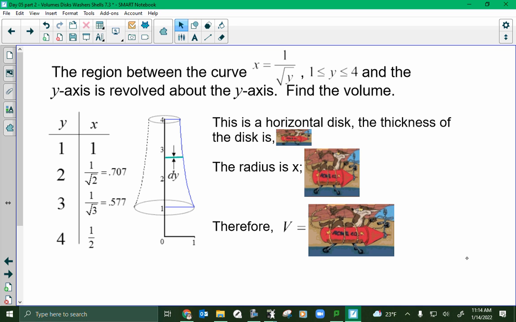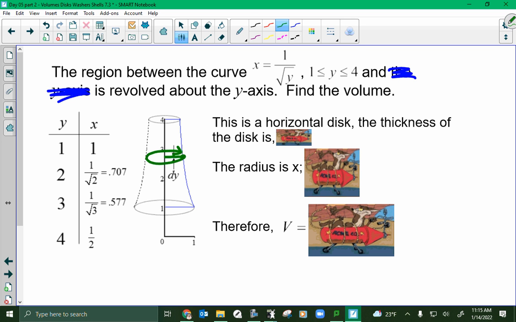The region between the curve x equals 1 over the square root of y, from 1 to 4 inclusive, meaning 1 is less than or equal to y, which is less than or equal to 4, and the y-axis, is revolved about the y-axis. So this radius, this line, wherever it is, is revolved around the y-axis. Okay? It's revolved around the y-axis.